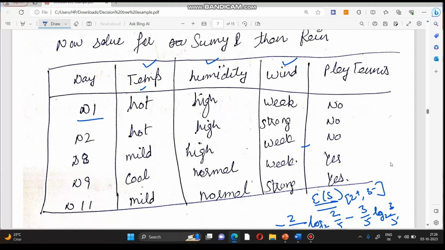We will repeat all the same steps. So when we talk of temperature, we will calculate the entropy for hot, entropy for mild and entropy for cool. So based on these 3 entropies, we will calculate information gain for temperature. Similarly for humidity, for high and normal, 2 entropies will be calculated, and based on those 2 entropies, we will calculate the information gain for humidity. Similarly, we will repeat the steps for wind.